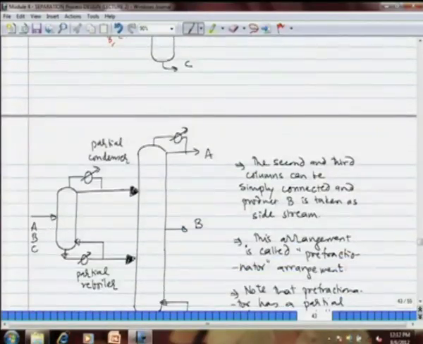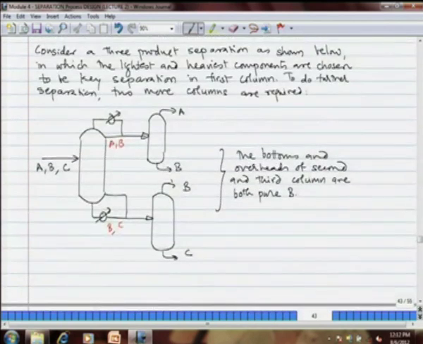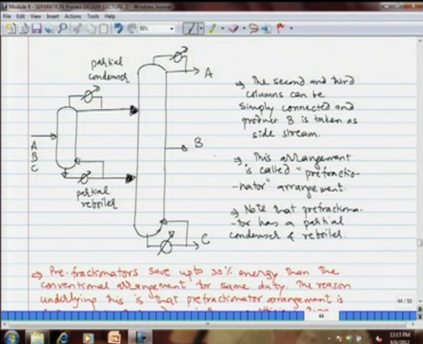Now, these columns can be coupled, especially the next 2 columns, as you will see that the bottom and overhead product of the second and third column is the same, that is B. Okay, and both is pure B. So, you can couple these two columns, and that coupling gives what is known as a Pre Fractionator. In Pre Fractionator, the ternary mixture ABC is split into two parts, a small column with a partial condenser and a partial reboiler, and then a tall column in which A is taken off as the top product, B as the middle product, and C is the bottom product. Okay. So, from the previous arrangement, we are simply connecting the second and third column to obtain B as a side stream, and this arrangement is called Pre Fractionator.